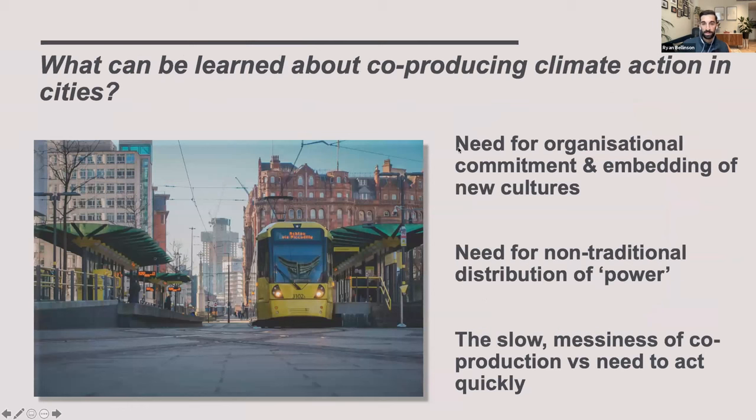So for co-production and co-producing climate action, there are a few interesting lessons that come out from this story. One is around the need for organizational commitment and embedding a culture of co-production within the organizations convening these processes. Co-production is something that can only be realized if local authorities recognize that there are different forms of knowing and knowledge beyond that of just the normal actors they engage with. And this really takes a commitment to co-production.